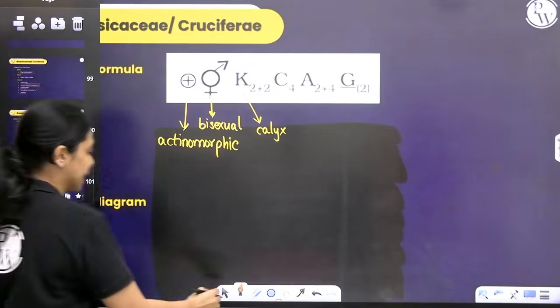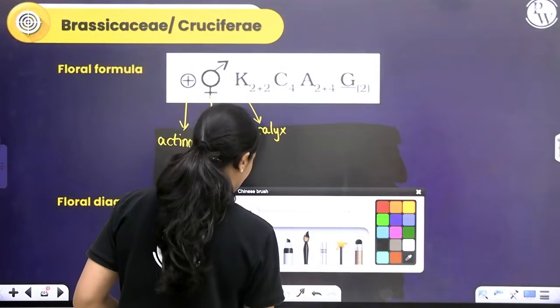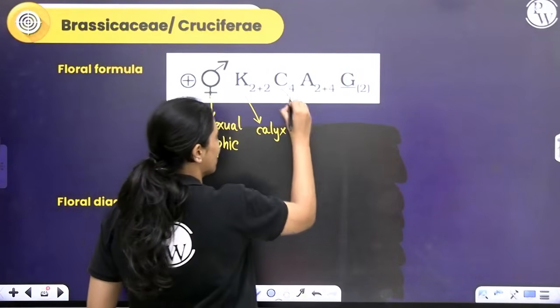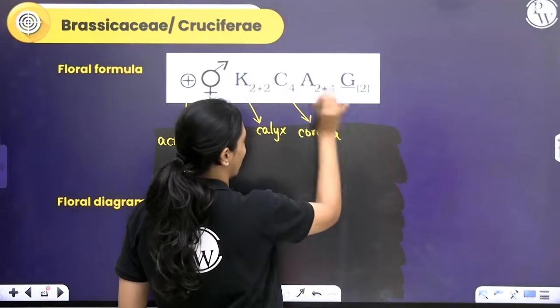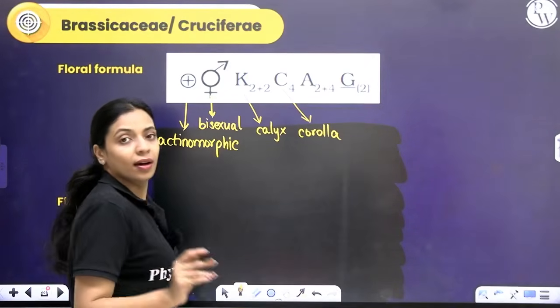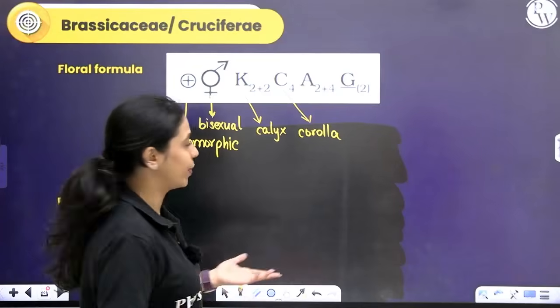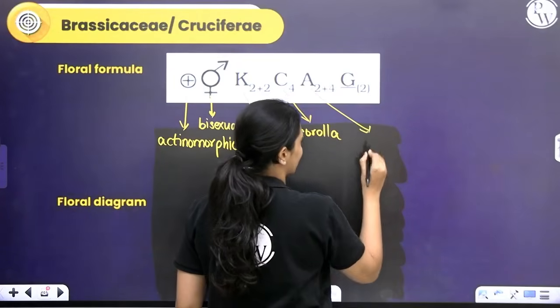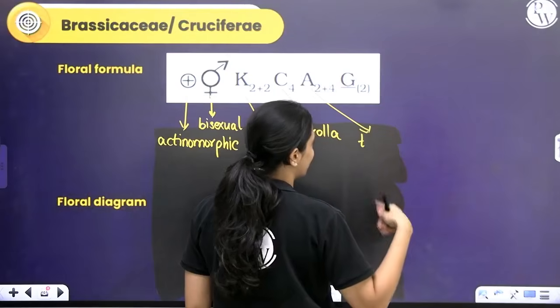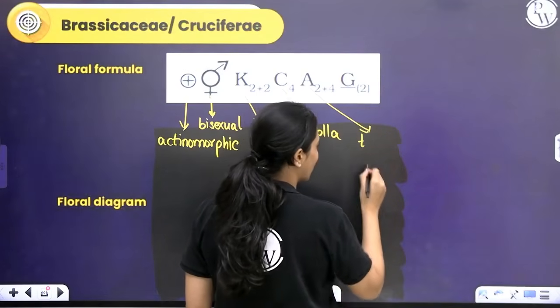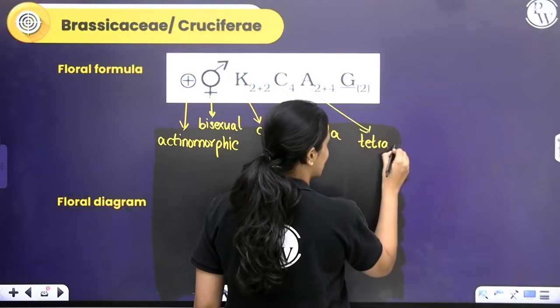So this indicates calyx. Since it has 2 whorls, you are writing 2 plus 2. C indicates corolla. You have 4 not fused, so no bracket. Androecium, there's 6 stamens totally, 2 whorls, outer 2 short, inner 4 long. So this is tetradynamous condition.